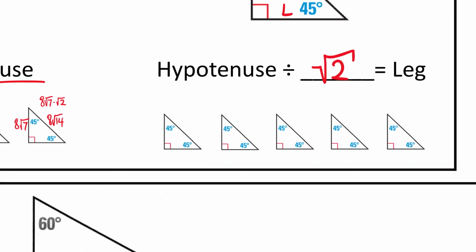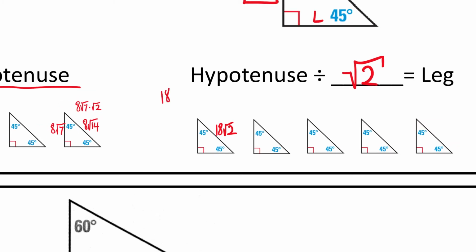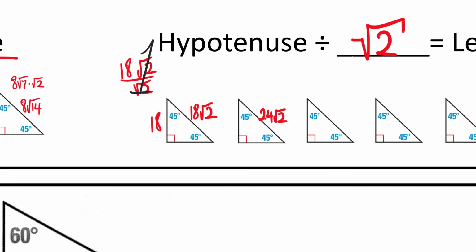So let's say this is 18 square root of 2. Okay, so I'm going to take the hypotenuse, 18 square root of 2, divide that by the square root of 2. What's going to happen to those square root of 2's? Cancel. And then that's just going to leave what? It's just going to leave 18, exactly. Let's say this is 24 square root of 2. How long is the leg going to be? It's just going to be 24.